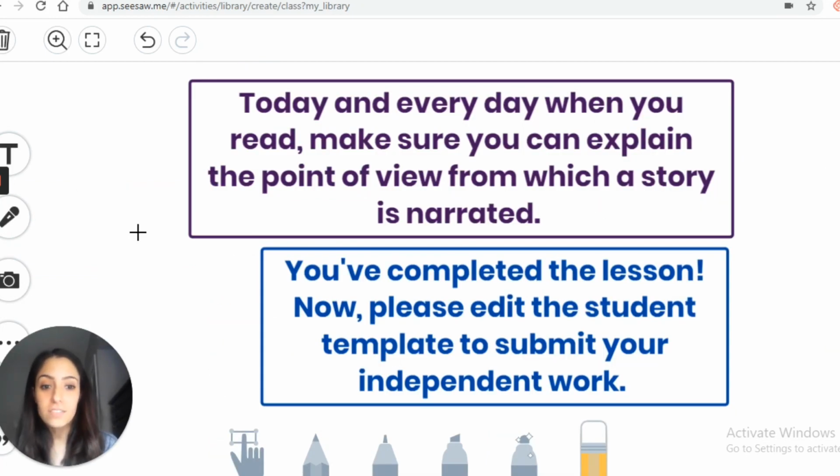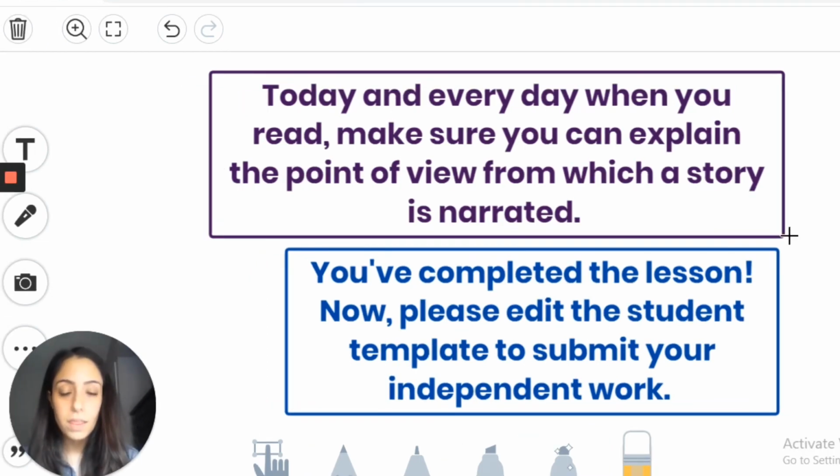Okay, so now we've talked a lot about what point of view is, right? When you hear point of view, you should ask yourself, who's telling the story? And then your answer is either going to be first person, so a character inside the story is telling you the story, or third person, so a narrator outside the story is telling the story. Now you've completed the lesson. So make sure that you're thinking about this skill every time you're reading and trying to explain it to yourself, even in your head.